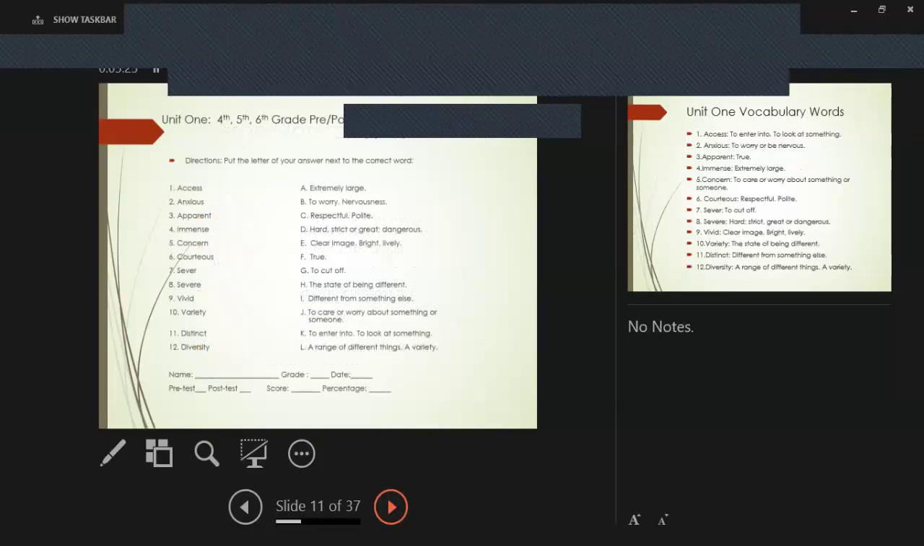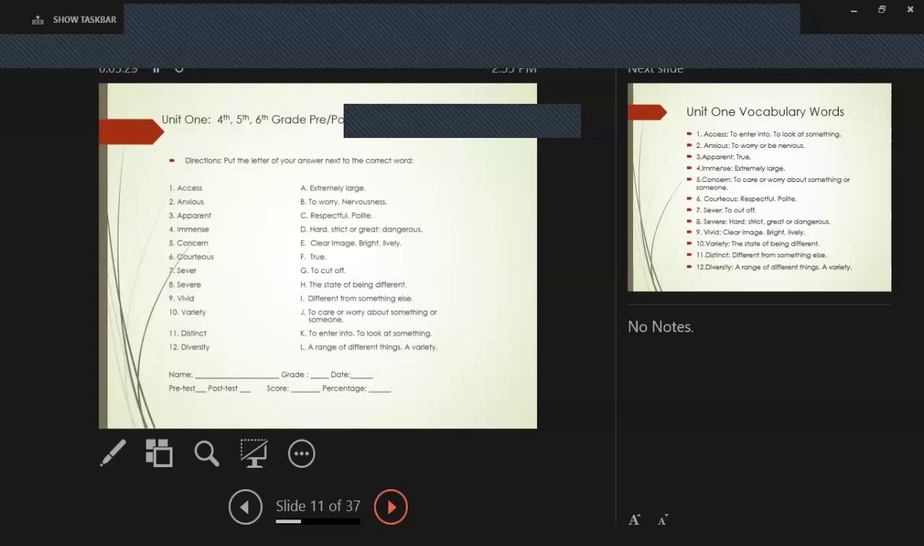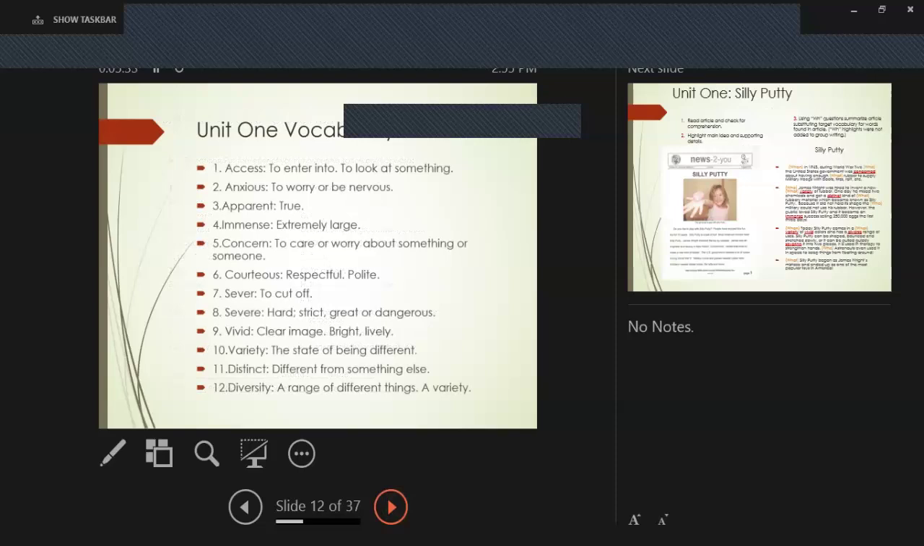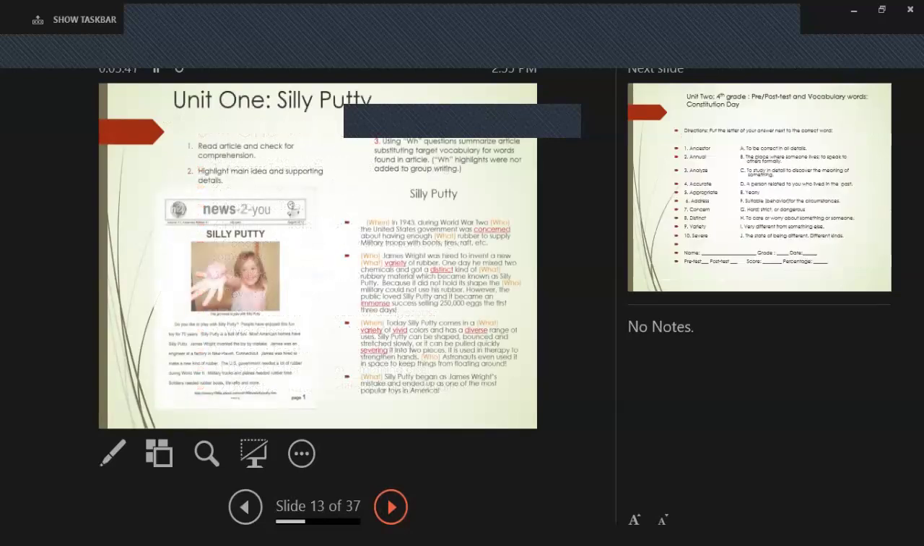And this is what a pre-test, post-test looks like. This is the first one for silly putty. And then they have the word list, and this is the one we start really working on those words. They always have this next to them when we're starting to highlight. And then we summarize, and we're going to go through all of this.